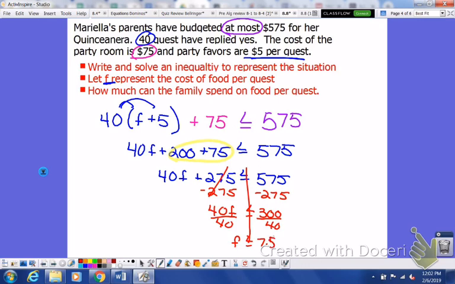Now we want to go back through and make sure we're actually answering the question. How much can the family spend on food per guest? So at most, $7.50 on food per guest.